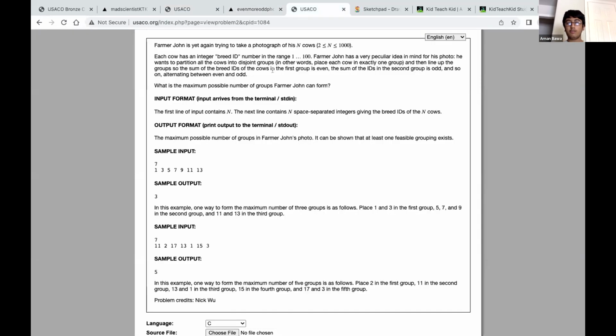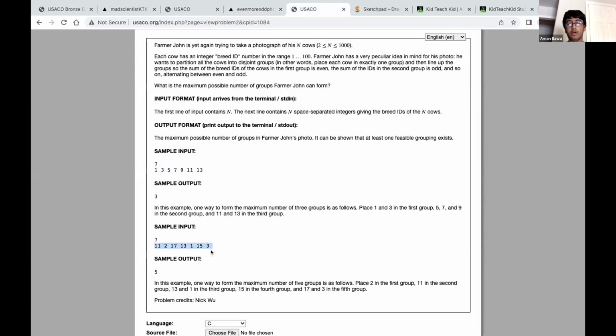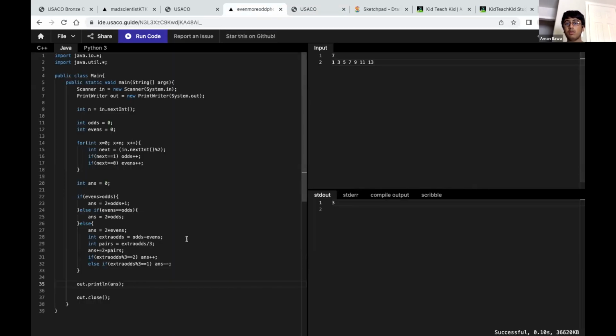And now we can check if this works. So in the first test case, our answer should be 3. And in the second test case, our answer should be 5. There we go. So this is a correct greedy strategy for that problem. Okay, so does anyone have any questions about that problem or anything about greedy algorithms in general?